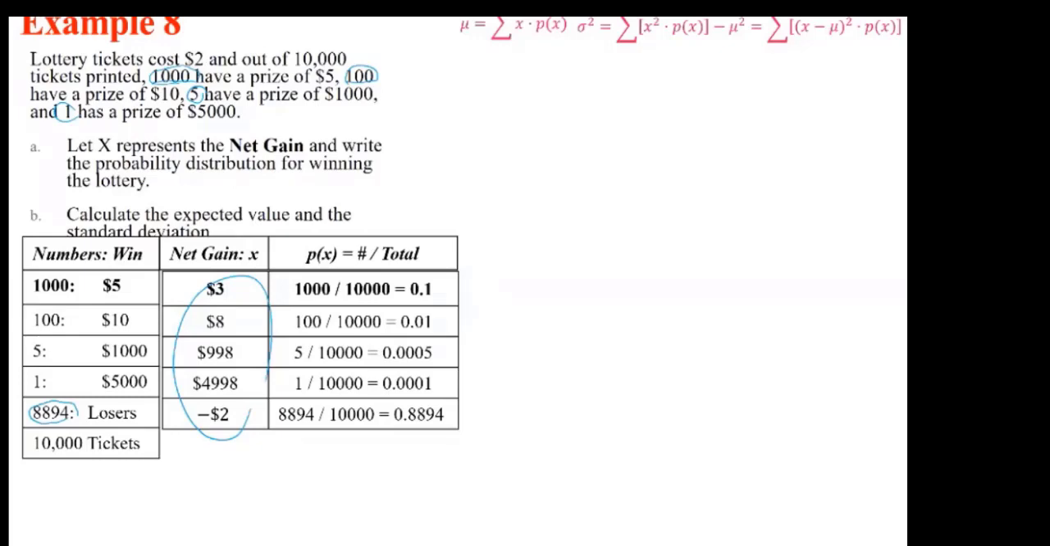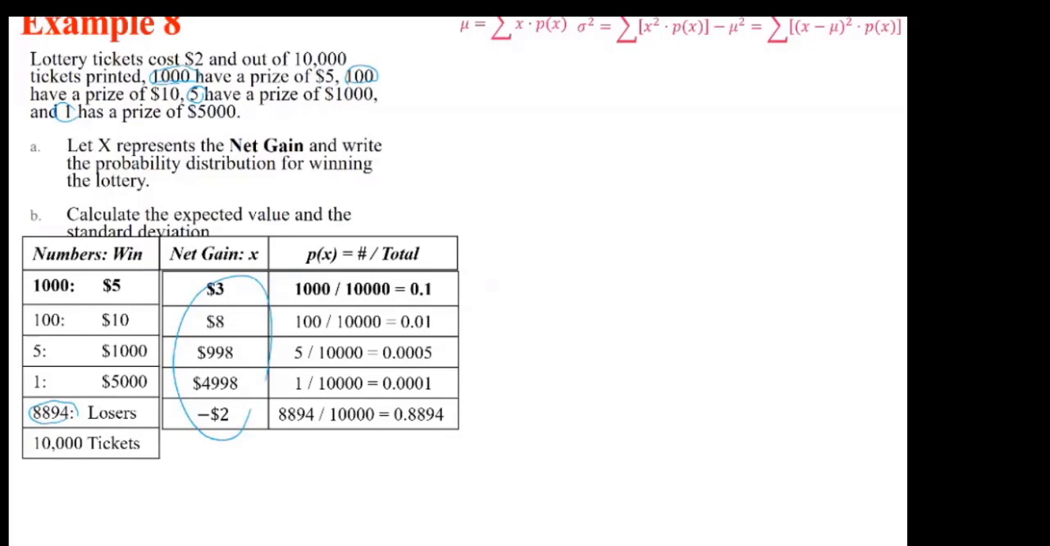The next one, how many are going to win $10? Net gain of 8. 100 divided by 10,000. And so on and so forth. So we wrote the net gain probability distribution. Now the calculation, mu is the summation of x p of x. That means multiply the net gain column by the p of x column and add them up. That would be x p of x.